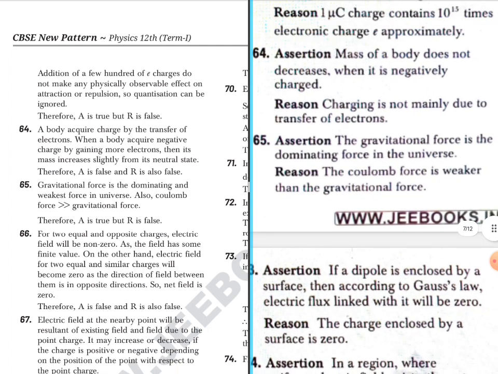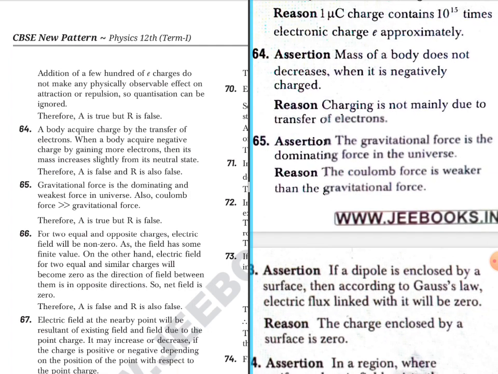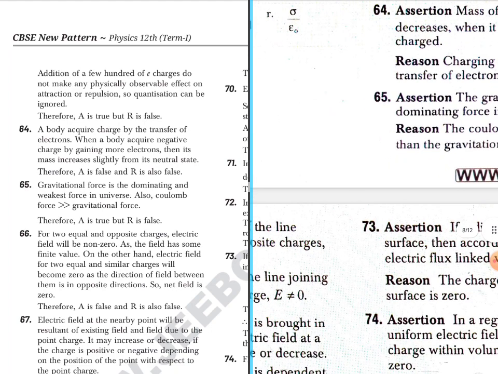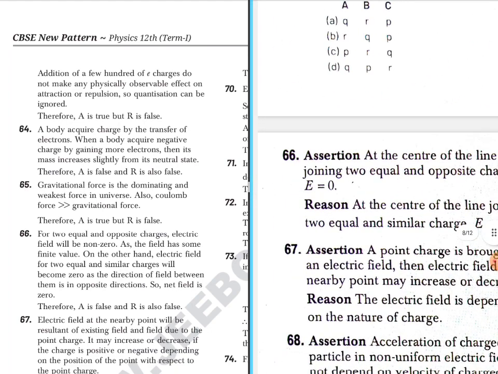Okay, assertion: the gravitational force is the dominating force. No. Electrostatic force is greater than gravitational force. So false. Reason: the Coulomb's force is a weaker force than gravitational force. The reason is also false. The Coulomb's force is a stronger force.